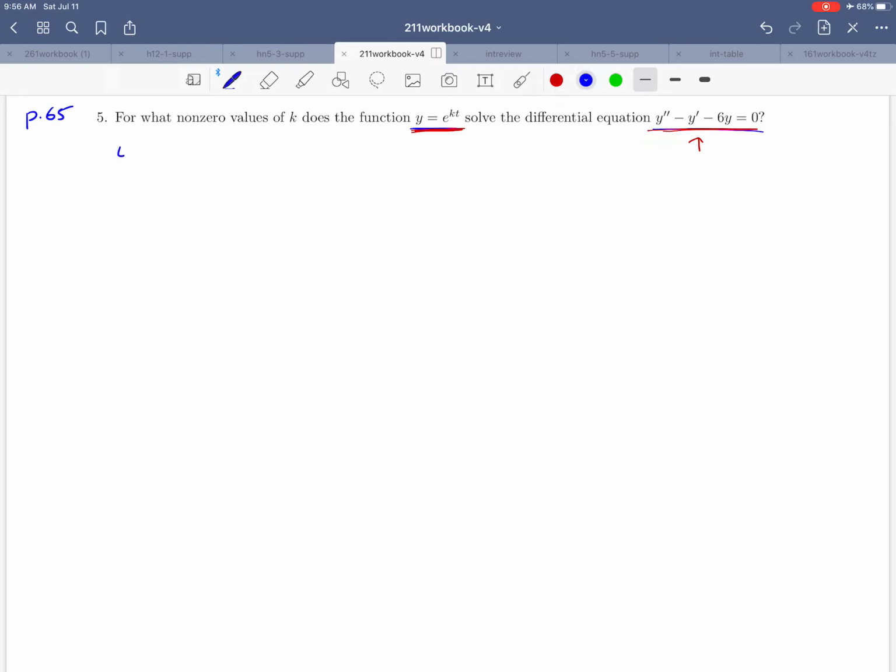So if we start with y equals e to the kt, what would the first derivative look like? Well, take the derivative of e to the kt: you get e to the kt times the derivative of kt. And since k is a constant, that just means we get k times that. So we'll get k e to the kt. So there's y prime.